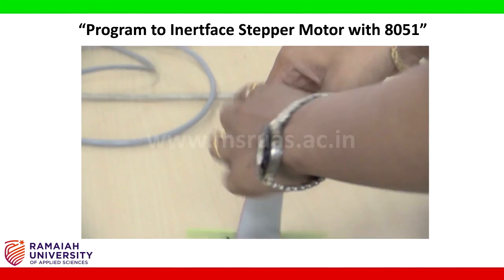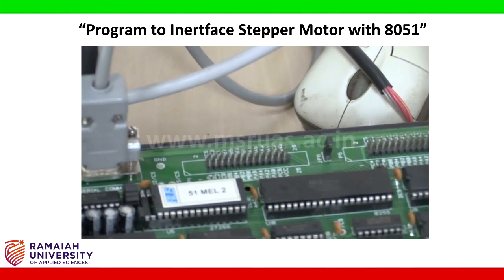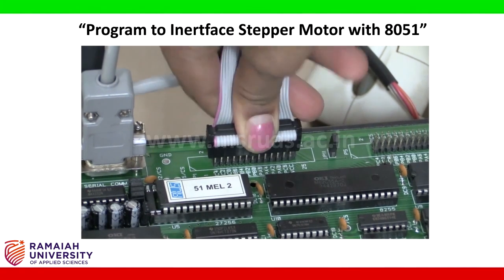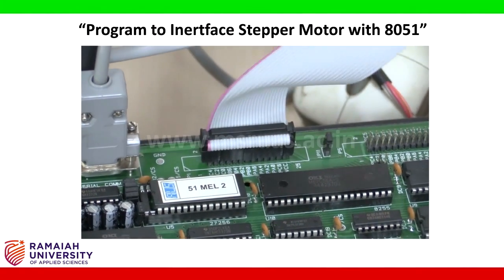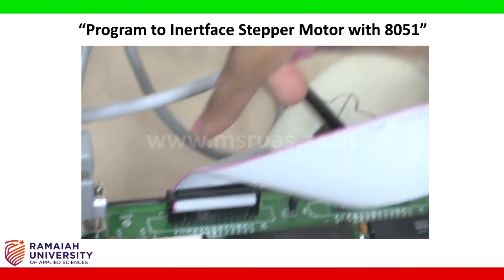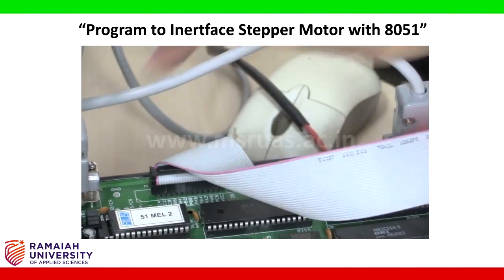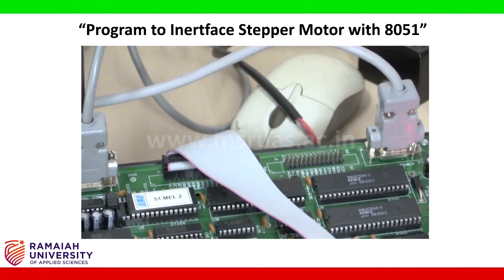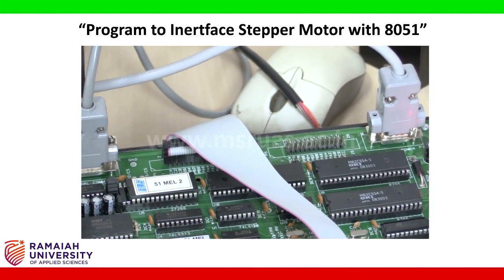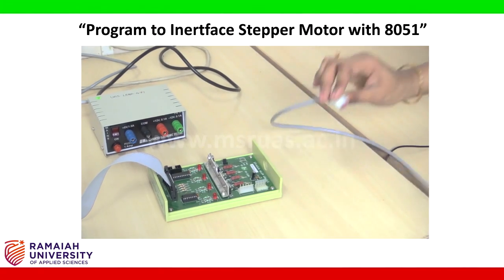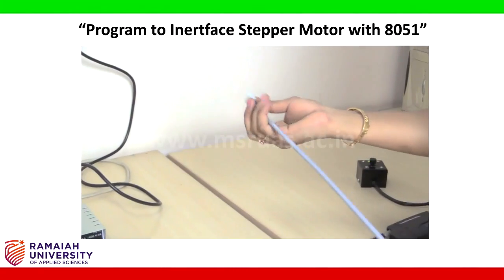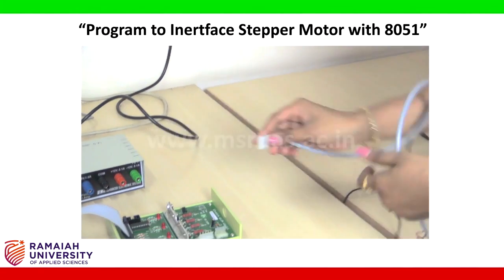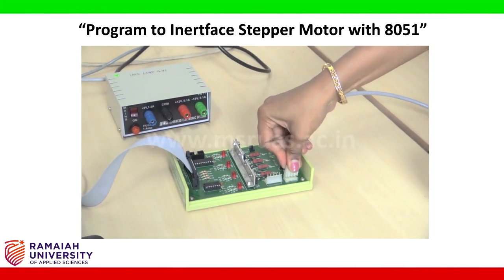Then the other end of the FRC cable is connected to the 8051 kit, such that this red wire should be connected to one of these pins, and the selection of this pin depends on the user manual which is given in the stepper motor experiment. So this is the power supply cable which should be connected to the stepper motor kit in such a way that this knot should be placed this way.